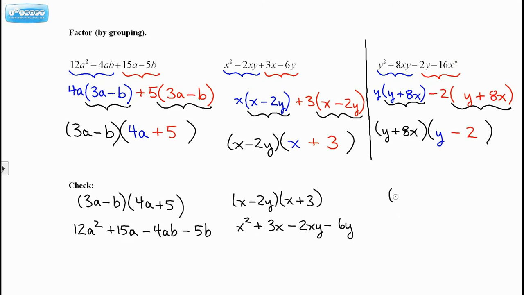Check the last one. y plus 8x times y minus 2. So this gives me y squared minus 2y. Inside is plus 8xy. Last is minus 16x. No like terms. Do a quick comparison, and perfect. So these are all correct.